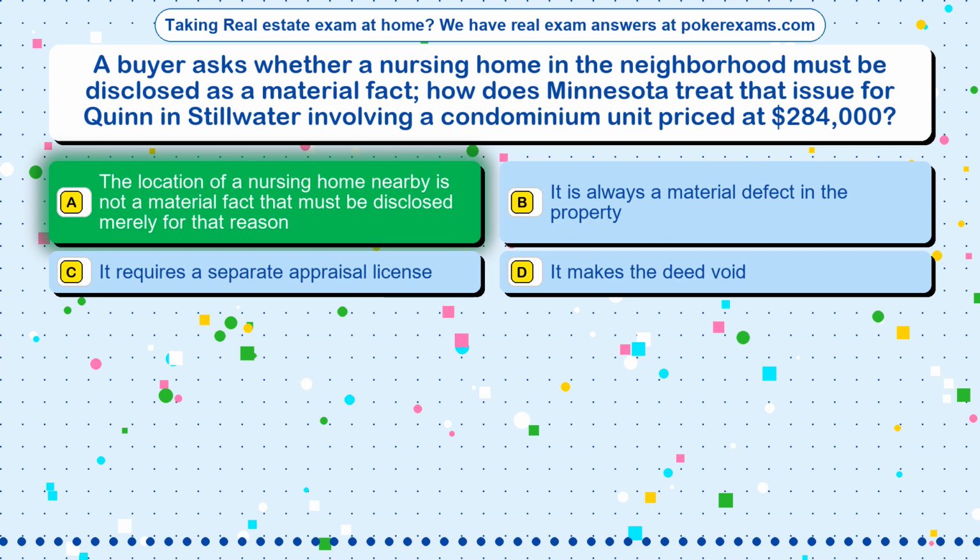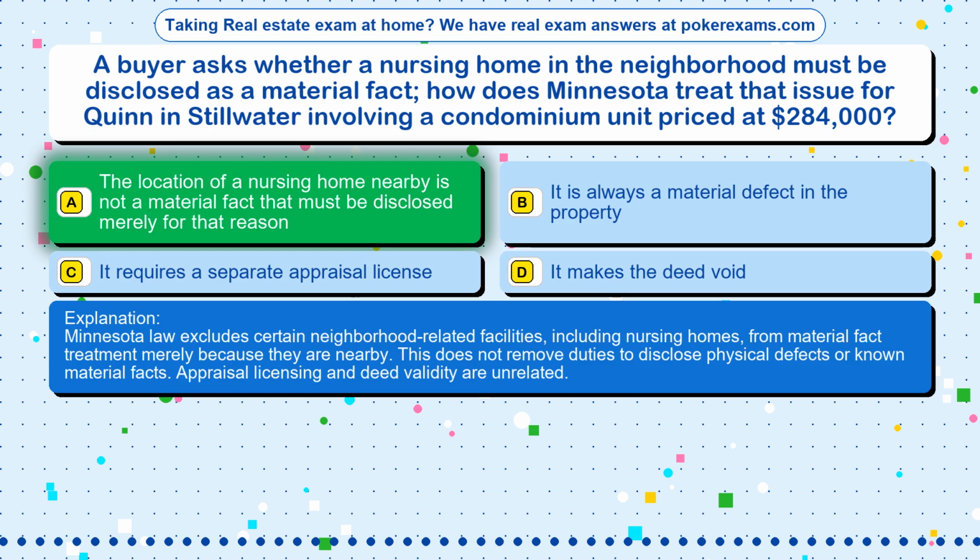The correct answer is option A. The location of a nursing home nearby is not a material fact that must be disclosed merely for that reason. Minnesota law excludes certain neighborhood-related facilities, including nursing homes, from material fact treatment merely because they are nearby. This does not remove duties to disclose physical defects or known material facts. Appraisal licensing and deed validity are unrelated.